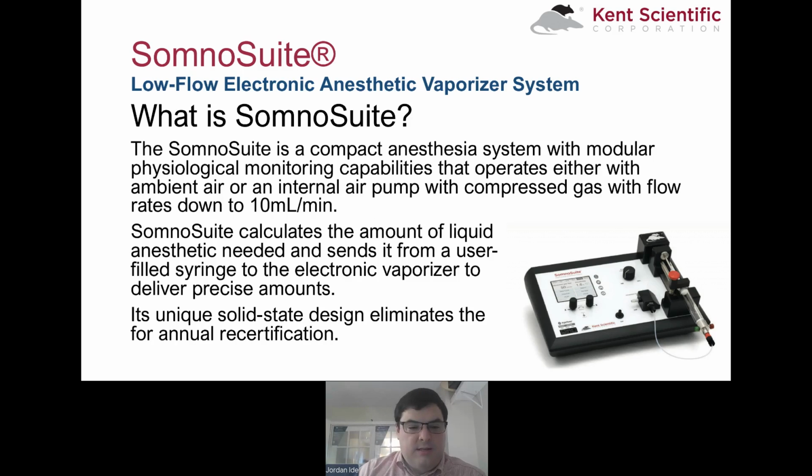Now we'll move on to the SomnoSuite. The SomnoSuite is a compact low-flow anesthesia system that uses a precise syringe pump to deliver precise amounts of anesthesia. Measuring 11 by 8 by 3 and weighing about 4 pounds, the system is light and portable, allowing you to set it up on a benchtop or in a hood. As mentioned previously, its integrated electronic vaporizer can use either ambient air or compressed gas to deliver anesthesia based on the animal's weight.